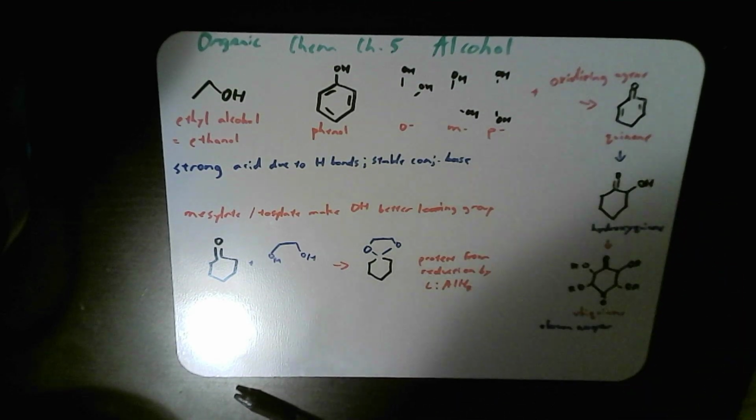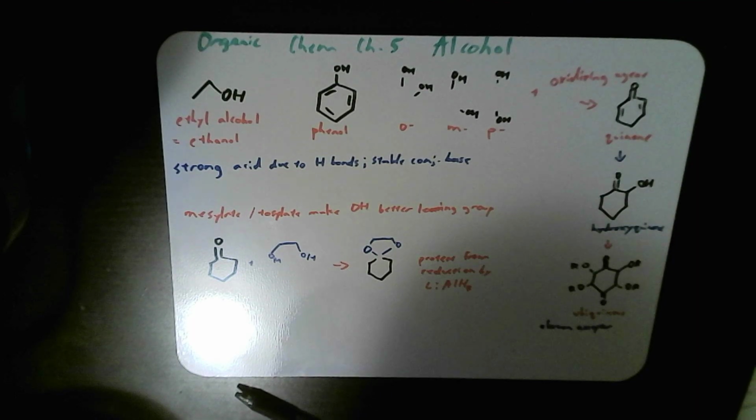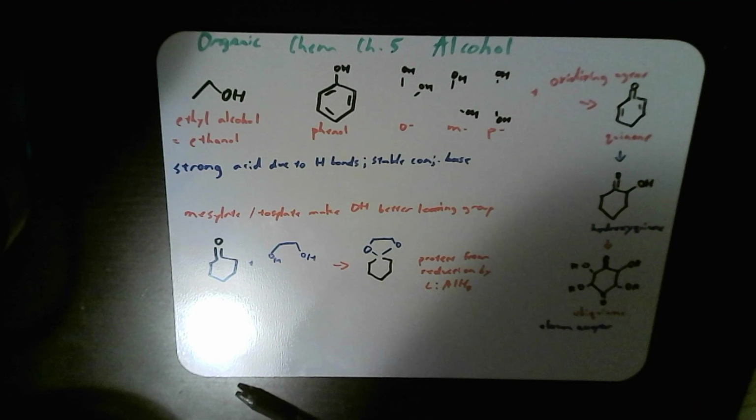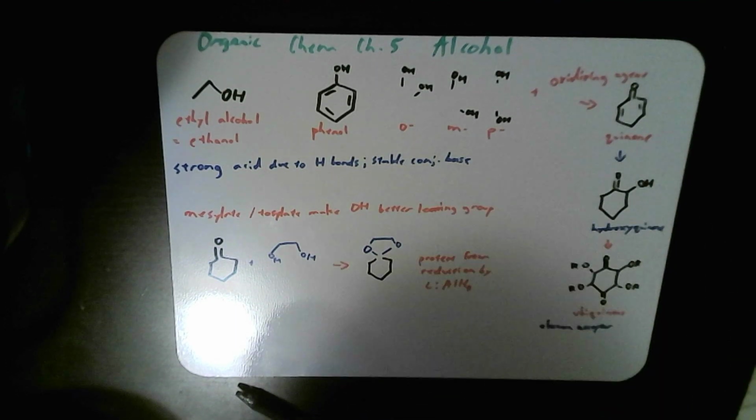More bonds to oxygen means more oxidized, and we'll talk more in chapter 6 about what some of those redox agents will be. But in general, with alcohol, just remember that they are strong acids, and because their bases are stable, the acid is strong, and also they participate in a lot of reactions, especially the oxidizing and reducing part. We'll be discussing more in chapter 6.